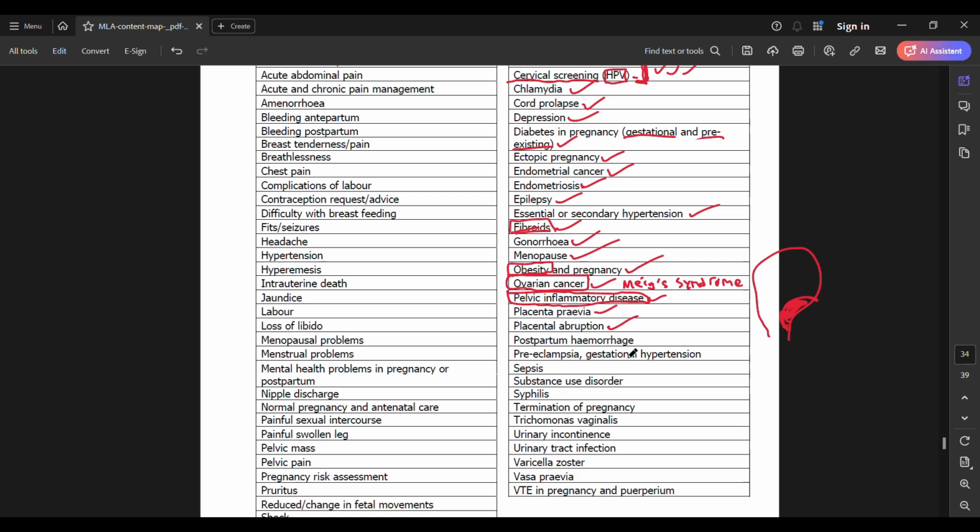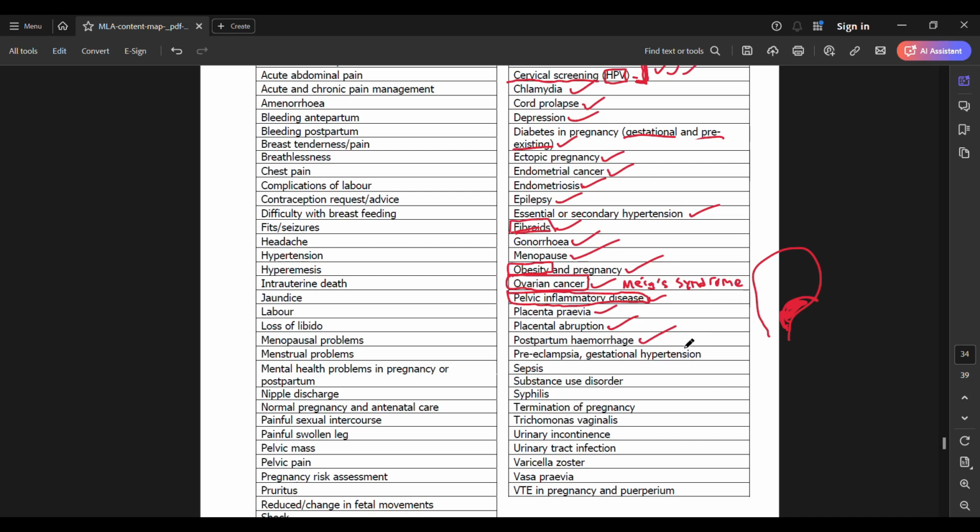Placental abruption. This is something that could show up in an emergency scenario, and you should know it really well, because you might have to resuscitate the patient. I have seen it show up more so in your multiple choice questions, but that doesn't mean it cannot show up in your OSCE stations. So know the management really well, know the investigations really well.